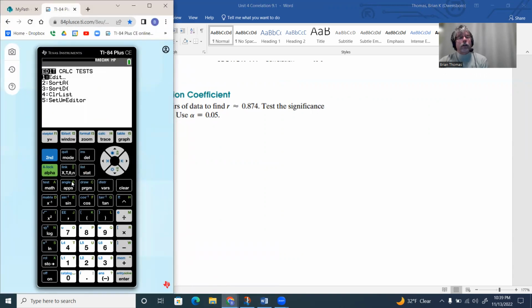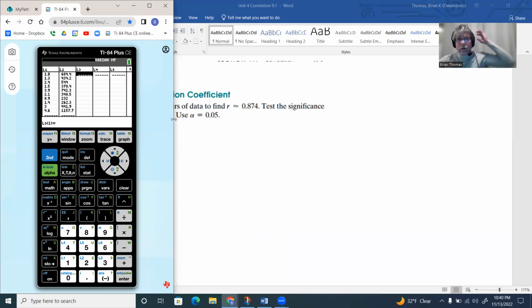If we go to stat and edit, notice how my L1 and L2 are those numbers there. I'm going to clear these off here. Say goodbye to these guys. So those were our things there. We have that in our calculator already, so we'll come back to that.